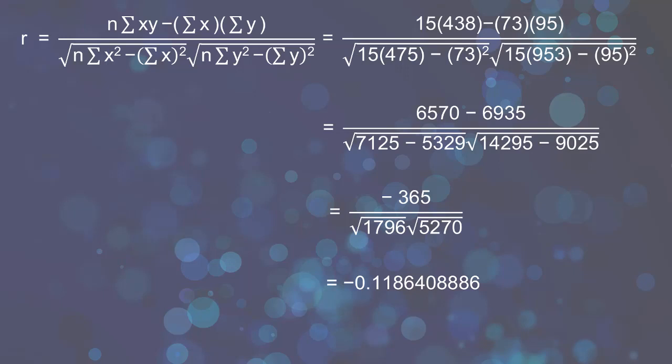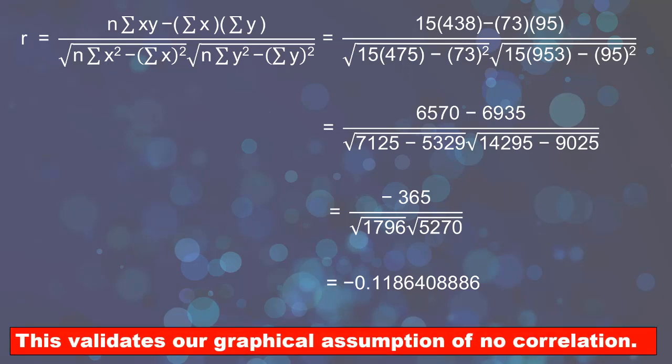And based on this correlation coefficient, that goes to justify what we said when we looked at the graph. Remember, when we looked at the graph, we said there's not really any correlation here. And they're just kind of scattered all about the graph. And this value, negative 0.1186408886, is pretty close to 0. It's not close to negative 1 or positive 1. It's hovering right below 0. So that tells us that there's not really any correlation here.